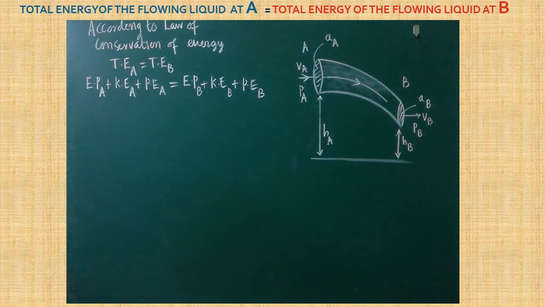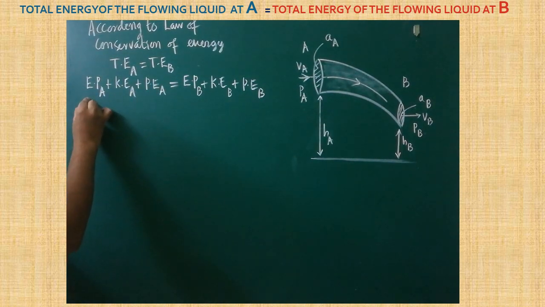Are you clear? That is what is said in the law of conservation of energy. Total energy at A will be equal to the total energy at B. We know the expressions; already we have derived all the expressions. Now I am going to write the fundamental expressions of each and every factor.